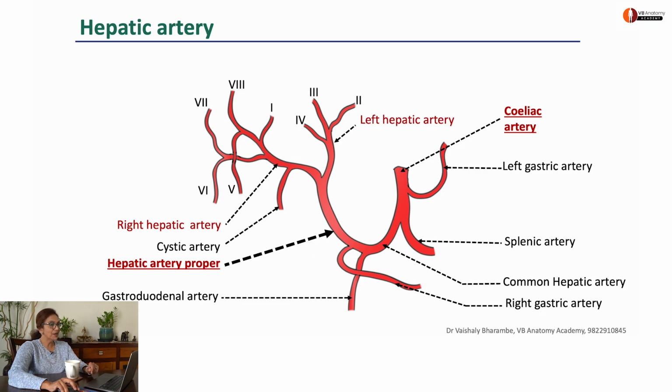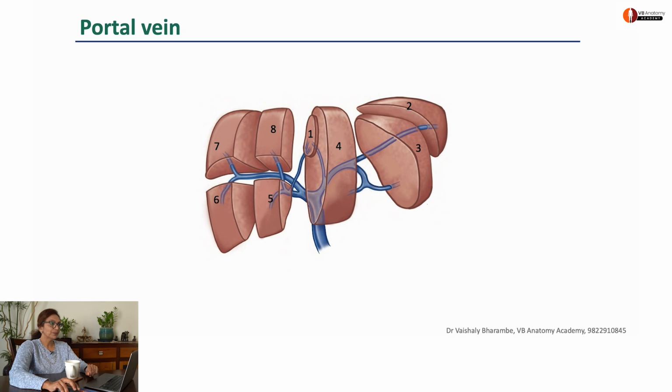The right hepatic artery gives a cystic artery and then goes on to supply 5, 6, 7, 8 and 1 segment. The left hepatic artery supplies 2, 3, 4 and a little bit to the 1, which is supposed to be a site where the two arteries anastomose.